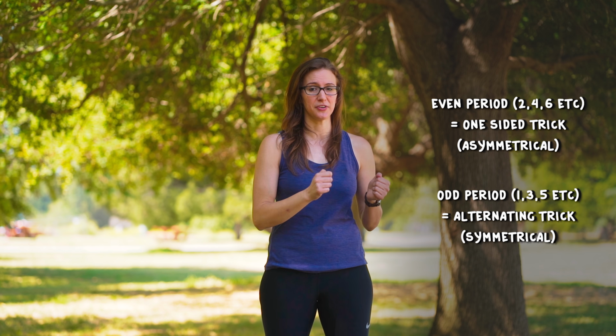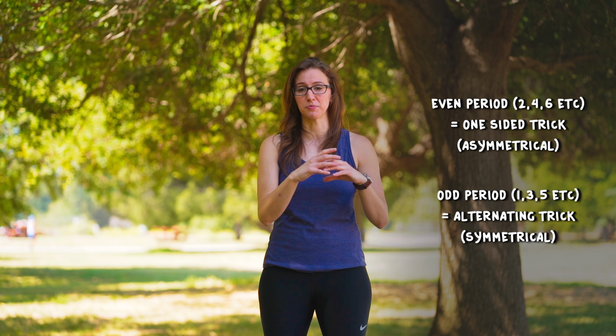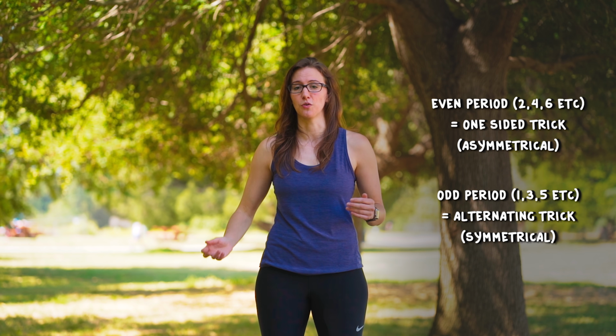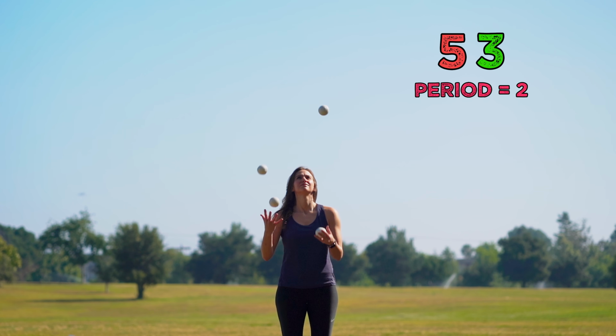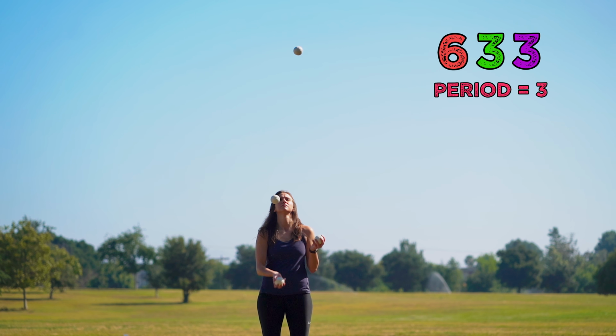If a Siteswap's period is even, so like 2, 4, 6, that many numbers before it repeats, that means the Siteswap is going to be one-sided, like 5, 3. If it's odd, like 3, 5, 7, that many numbers before it repeats, it means it will change hands every time, like 6, 3, 3. The 6 is happening with one hand, but then the next time it's happening with the other hand.